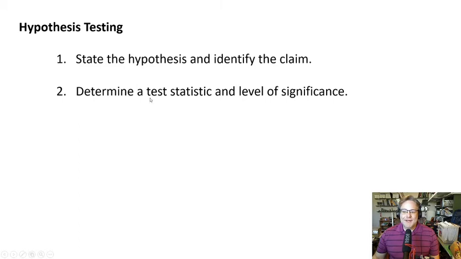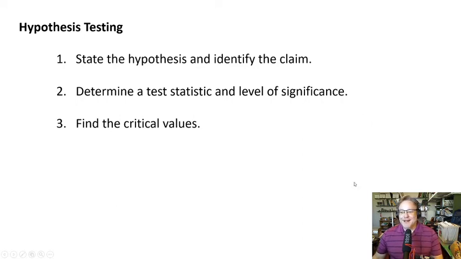The second step is to determine a test statistic, and guess what kind of test statistic we're going to be working with today? It's going to be z-tests. We're also going to work with different levels of significance. Remember, that is our alpha value. Sometimes it's 0.1, sometimes it's 0.05, 0.01, 0.001, whatever it is. That test statistic and that level of significance really work together in determining the critical values beyond which we reject the null hypothesis.